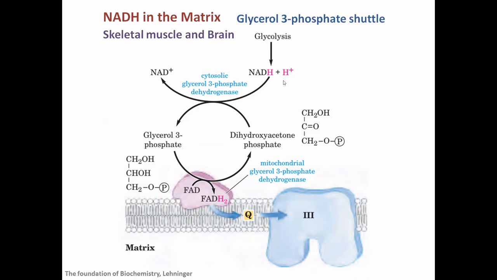So here we can see that a smaller number of protons are transported, because this is bypassing complex one, but this is enough for the skeletal muscles and the brain. So in the case of the skeletal muscles and the brain, the NADH generated in the cytoplasm transfers the energy into the quinone directly, so that it goes to complex 3. So the first one is the malate-aspartate shuttle. This is the glycerol 3-phosphate shuttle that is found in the skeletal muscle and the brain.